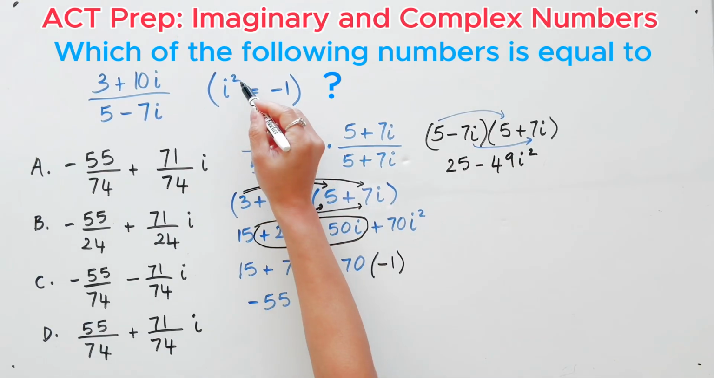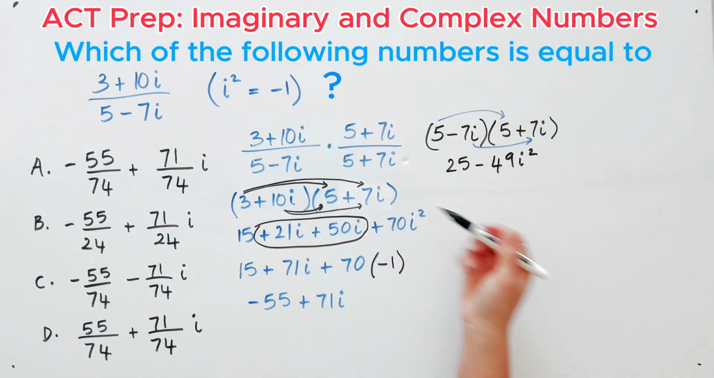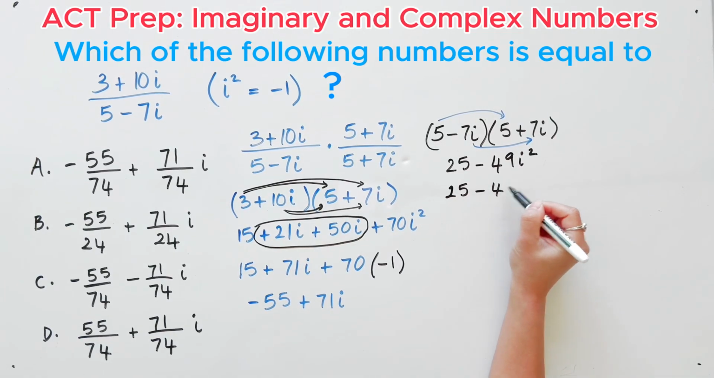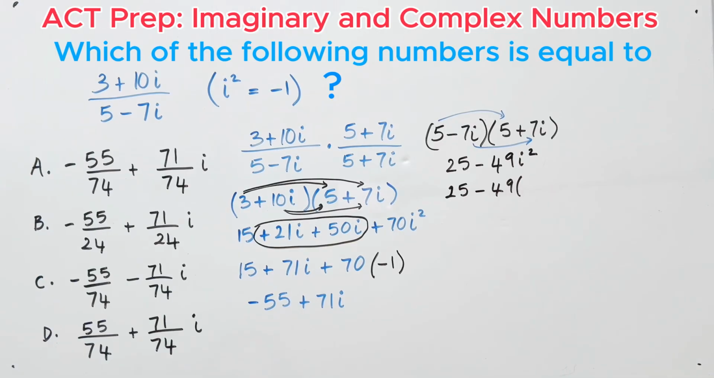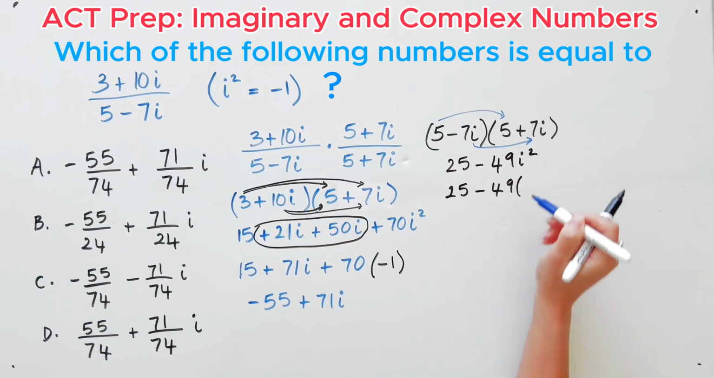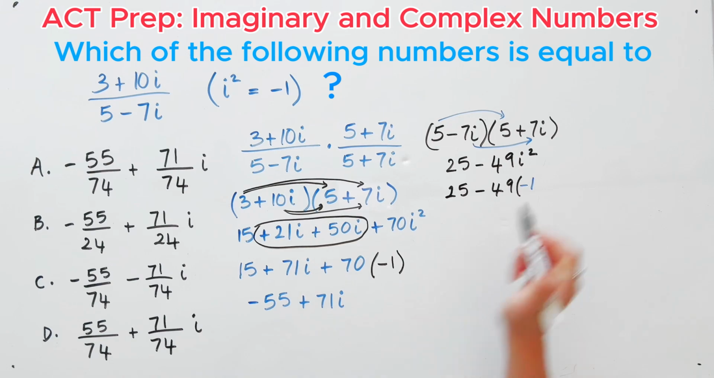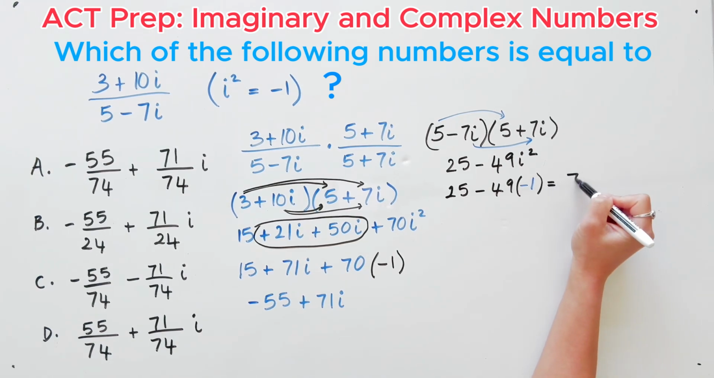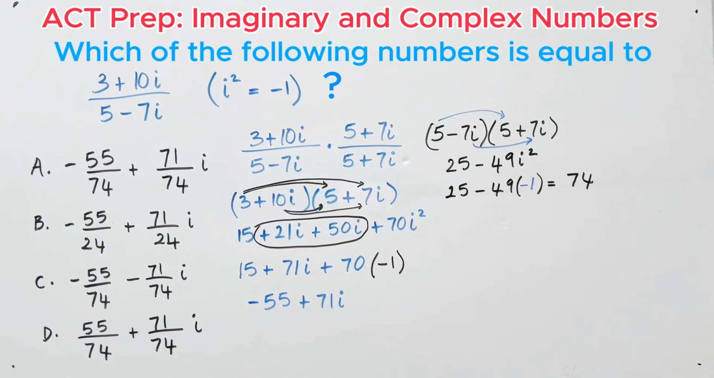Now replace i squared with negative 1. So 25 minus 49 times negative 1 is equal to 74. Now rewrite so we can simplify for the final step.